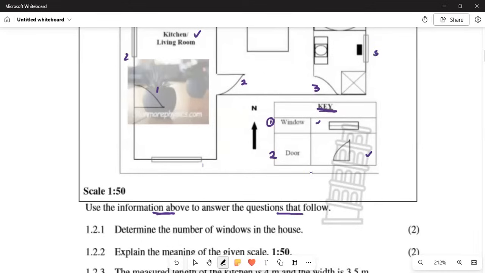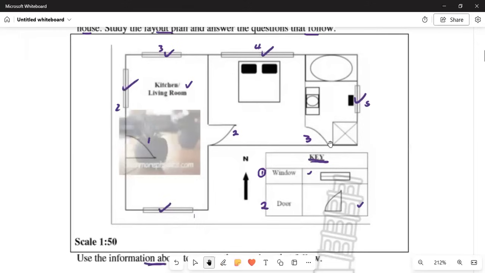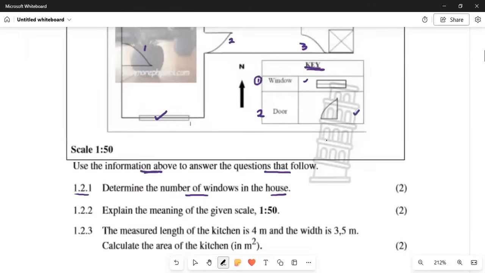In 1.2.1, the question says, determine the number of windows in the house. So how many windows are there? We go to our layout and see that there are 5 windows: window number 1, window number 2, window number 3, window number 4, and window number 5. So there are 5 windows, and you get your marks.